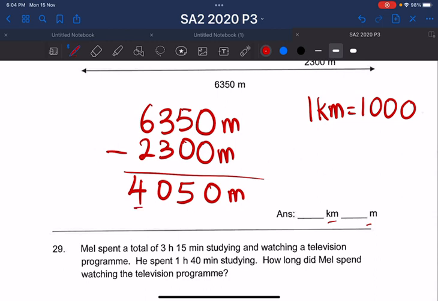So over here, we have got 4,000, right? 4,000 meters will be how many kilometers already? Correct? So, very easy, this conversion. 4,050 meters is the same as 4 kilometers because 4 kilometers is already 4,000. And you still have got 50 meters left. Okay, so the answer is 4 kilometers, 50 meters.